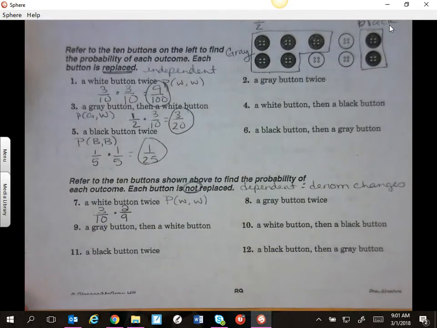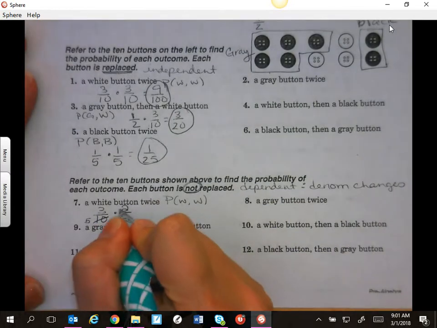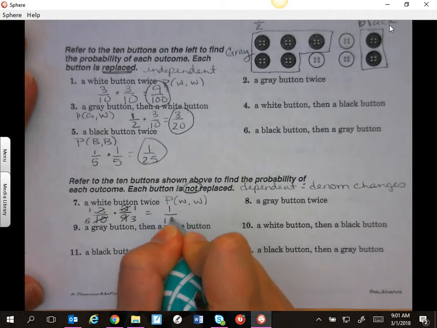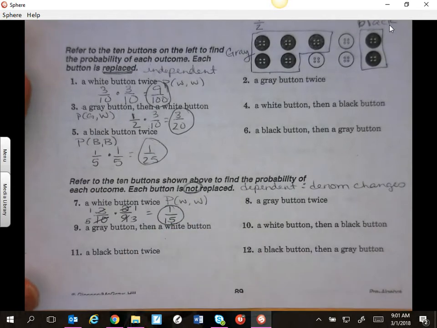And we know when we multiply fractions that we can cross-reduce. So 1 out of 15. We would get white and then white.